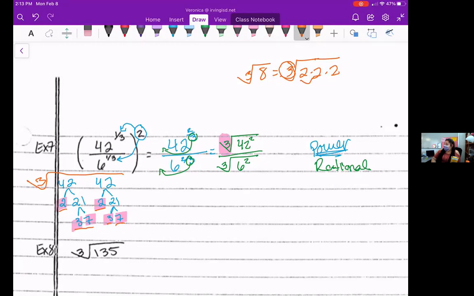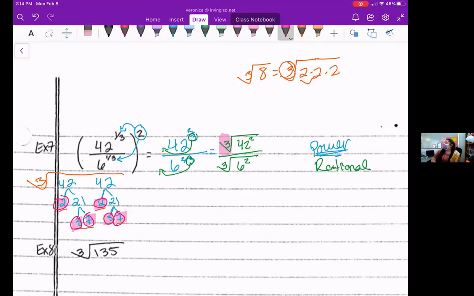So what I'm looking for now is cube root. I want groups of 3 of the same number. Do I have any? I have 2, 2. Do I have any more 2s? So I can't take that number out. I have 3, 3. Do I have any more 3s? I can't take that number out. And I have 7, 7. Do I have any more 7s? No, I don't have enough to take anything out.